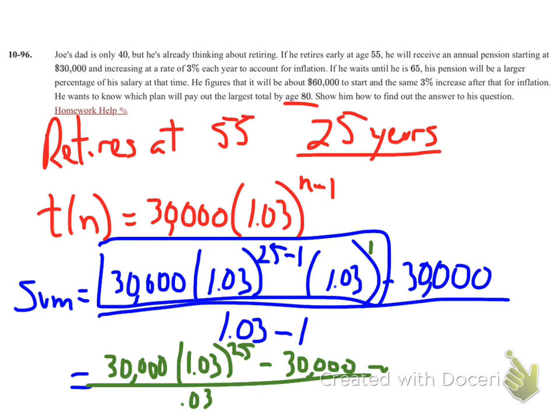That ends up equaling approximately 1,093,777.93. So rounding the decimal there, that is how much money he would make if he retires at 55. Let's take a look if he retires at 65.